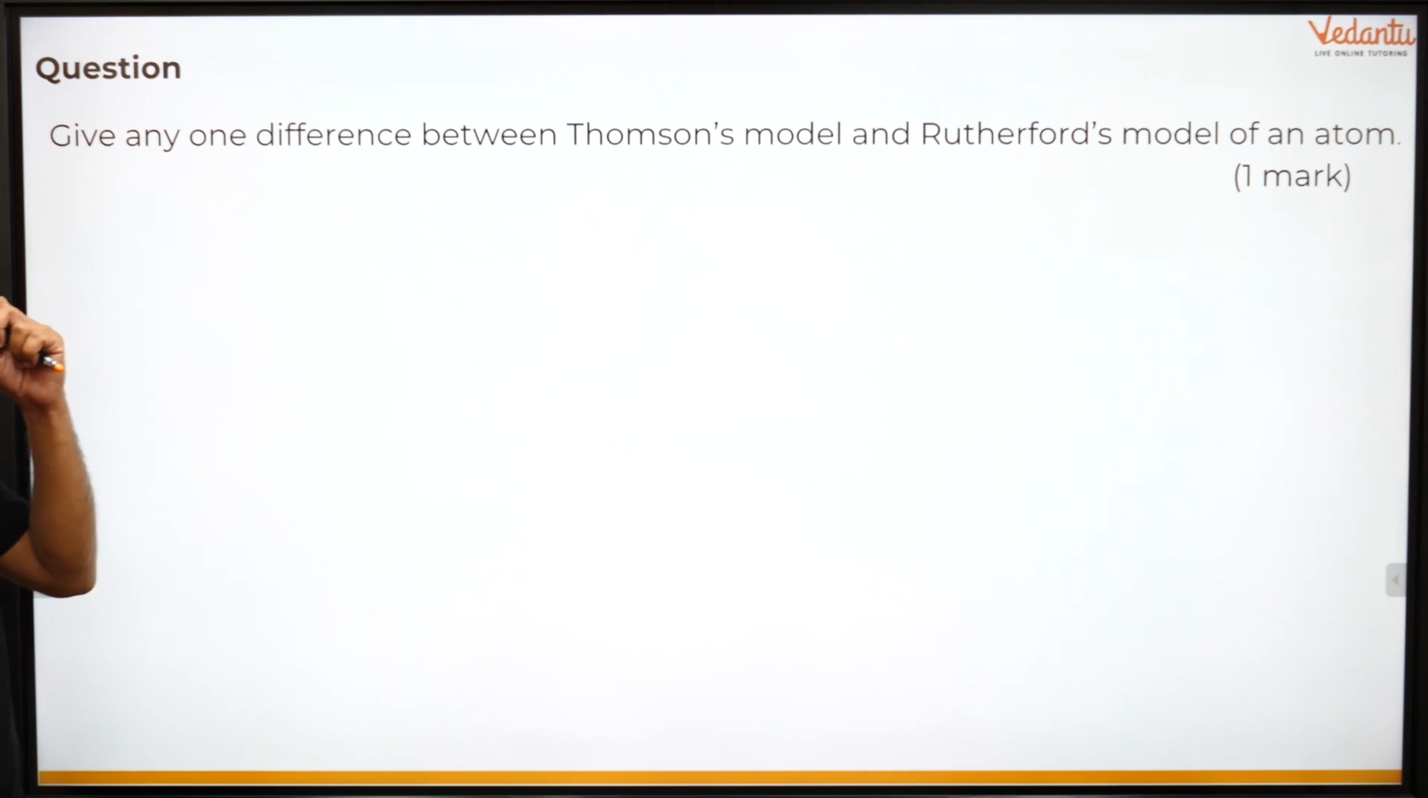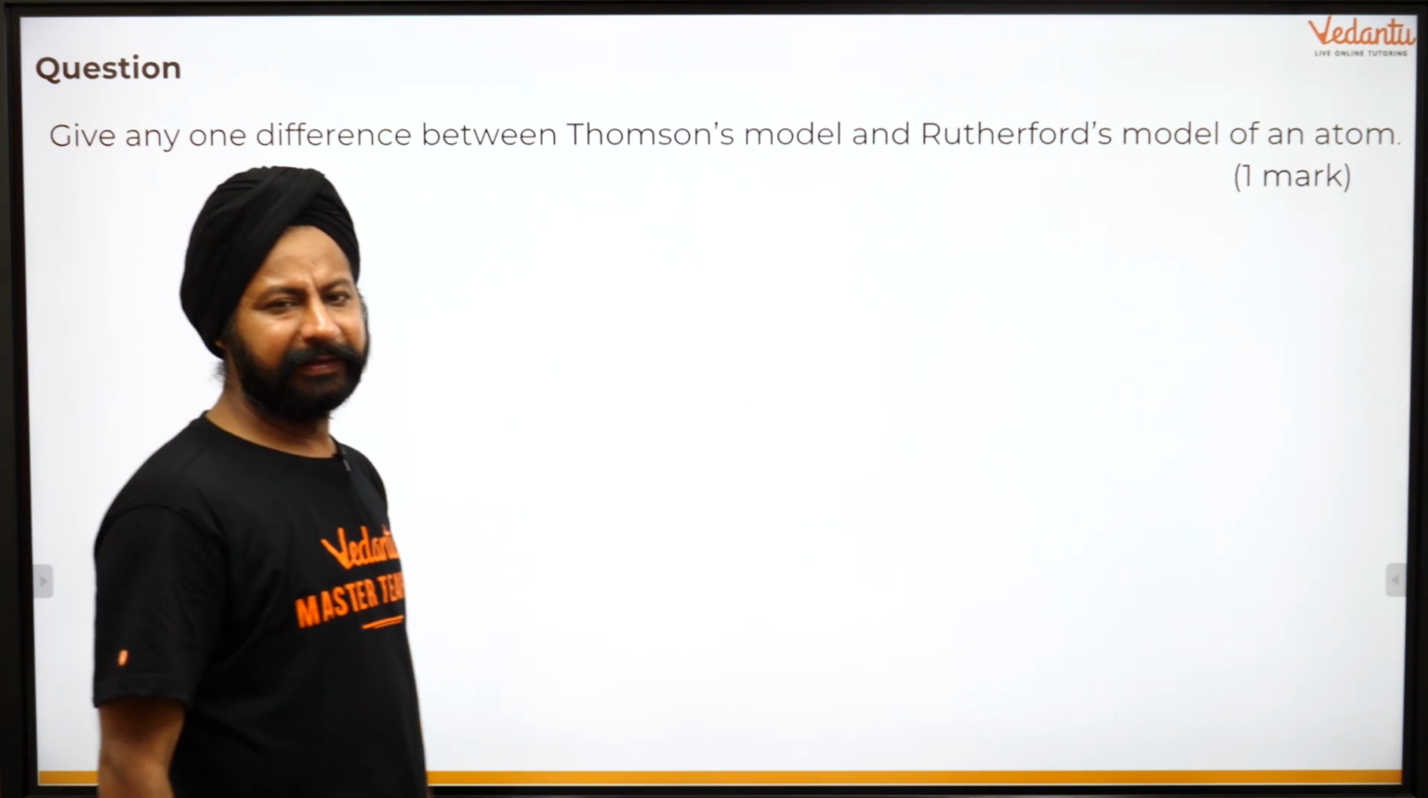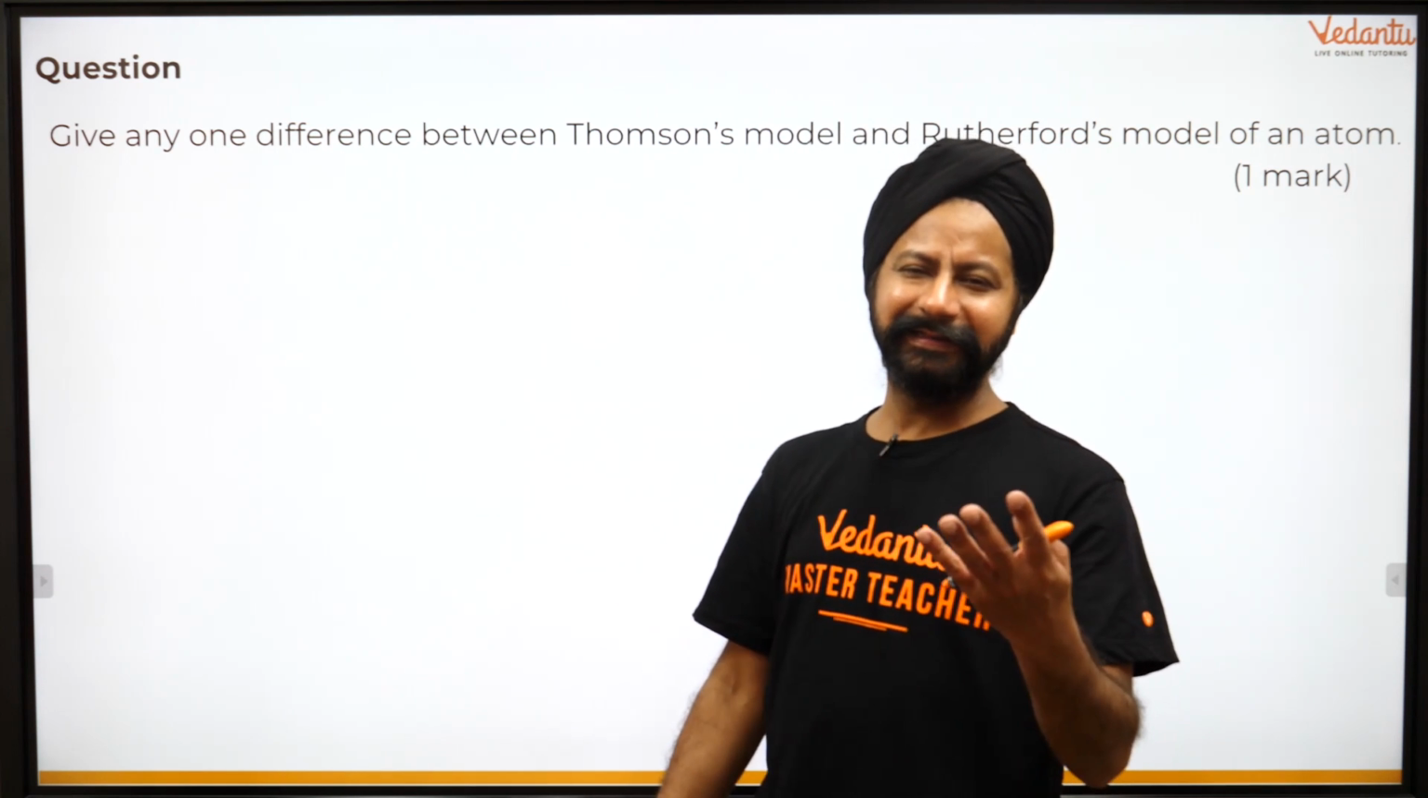So there's a question number 1 here. Give any one difference between Thomson's model and the Rutherford model for an atom. 1 mark question. But this is something you have studied in your chemistry classes as well, right?